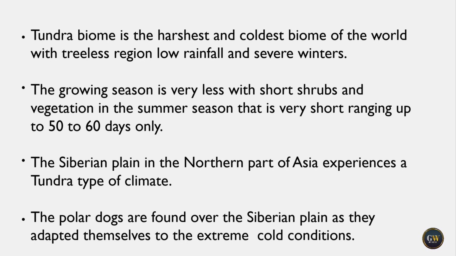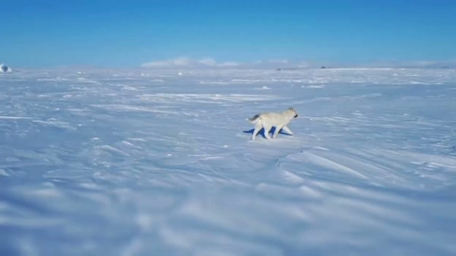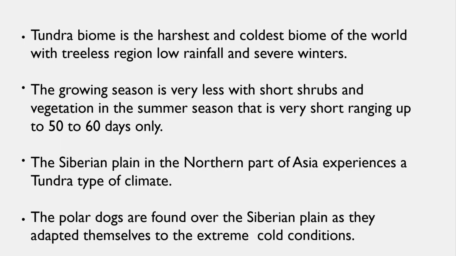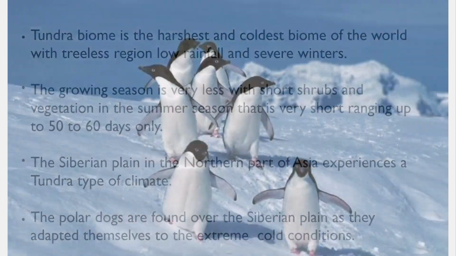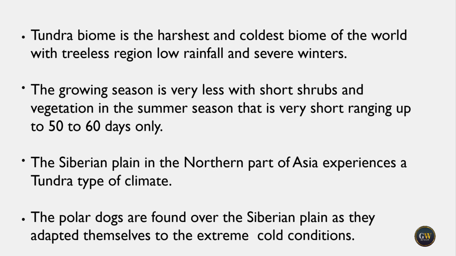So the Siberian plain in the northern part of Asia experiences a tundra type of climate. The polar dogs are found over the Siberian plain as they adapted themselves to the extreme cold conditions. And some other animals found here are the walrus, the penguin, and the polar dogs, which have also adapted themselves to these extreme cold conditions.